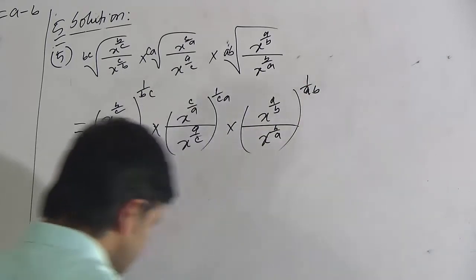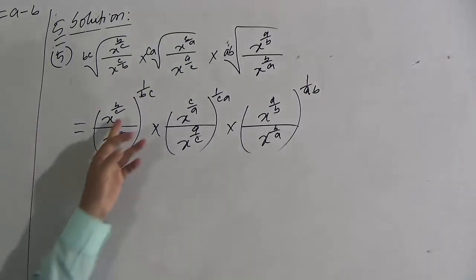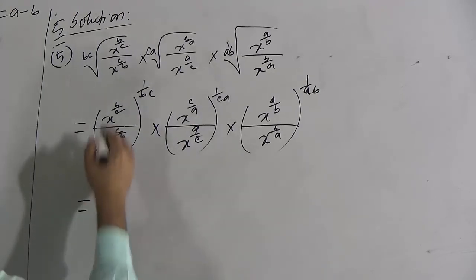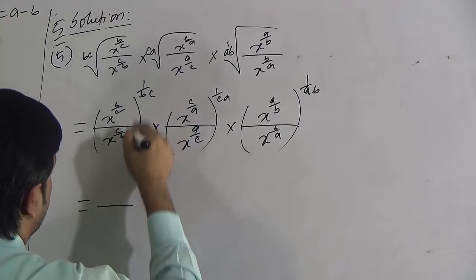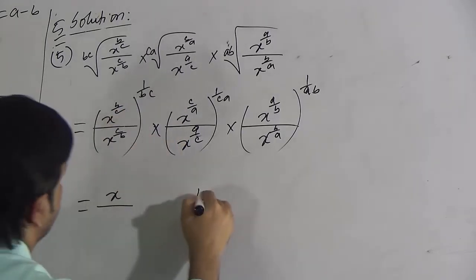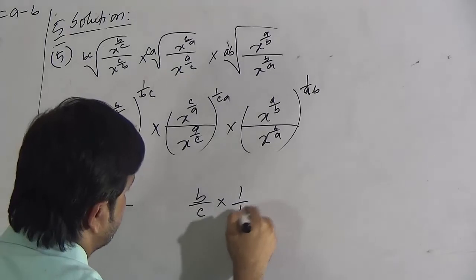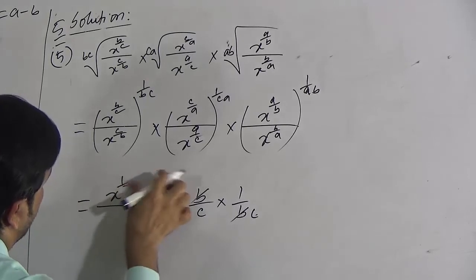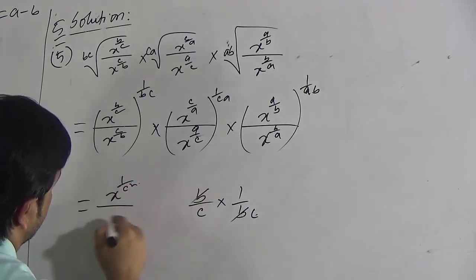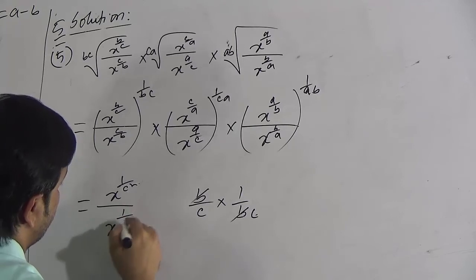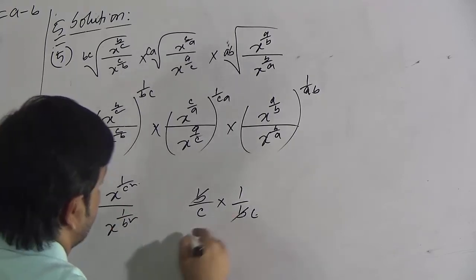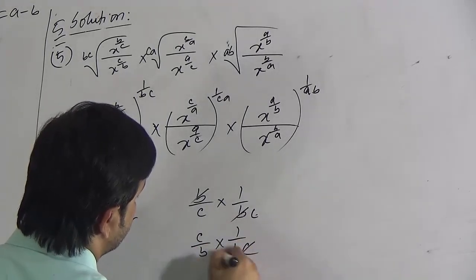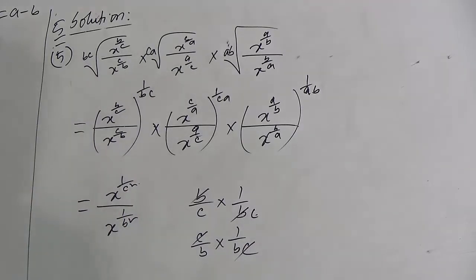Now dear students, you know that when the power and whole power is given, we have to do the product. So if we do the product of the index, what will we get? x to the power b by c into 1 by bc. So b and b will vanish, this will be 1 by c square, and x to the power here, this will be 1 by b square, as c by b into 1 by bc. So c and c vanish, it means 1 by b square.